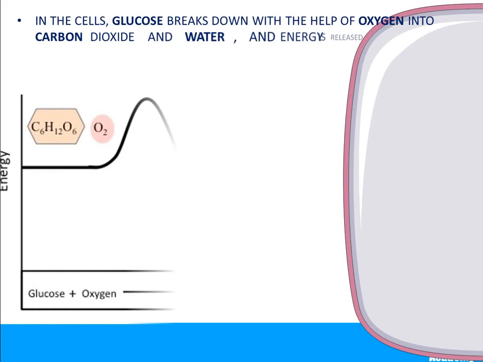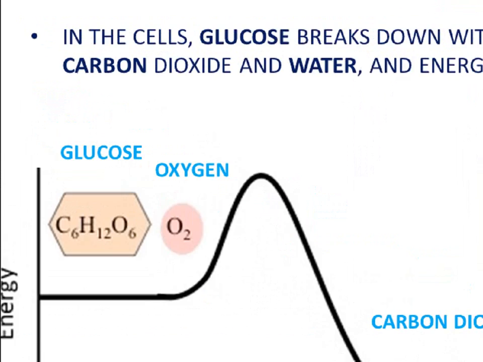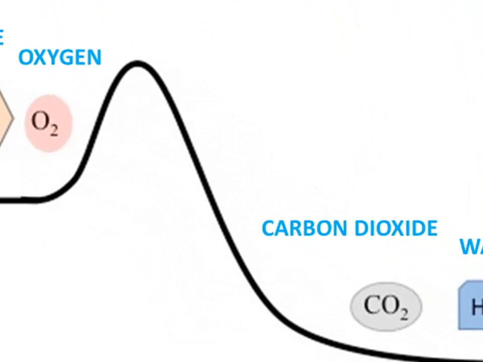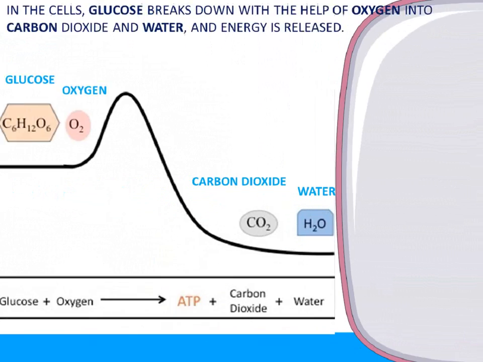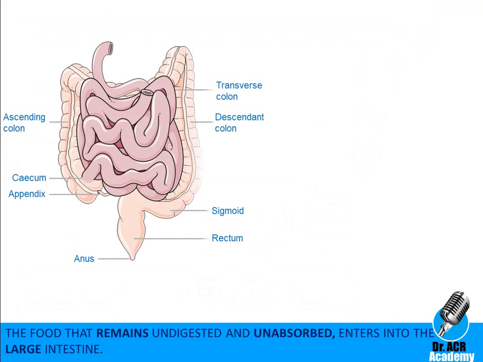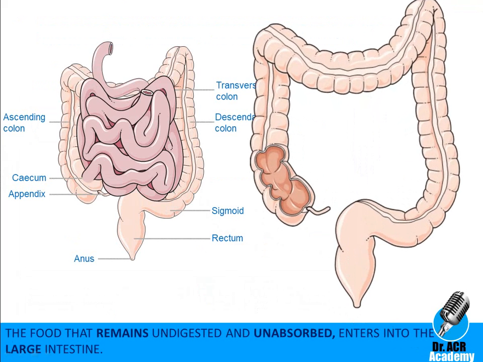In the cells, glucose breaks down with the help of oxygen into carbon dioxide and water, and energy is released. The food that remains undigested and unabsorbed enters into the large intestine.